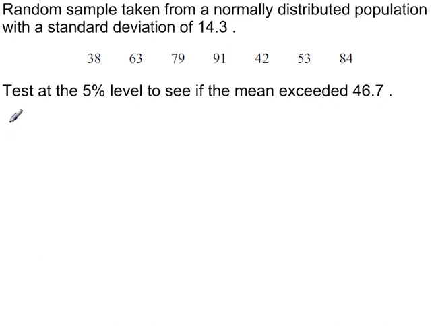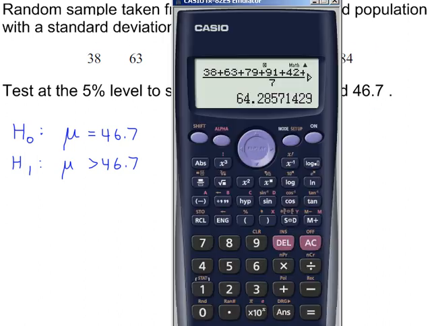So the null hypothesis, H0, the population mean is equal to 46.7. So H1, the population mean, is greater than 46.7. The sample mean can be calculated by adding up these values and then dividing by 7, which I've done here.